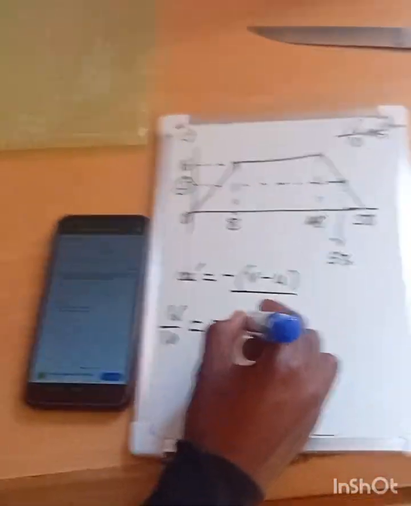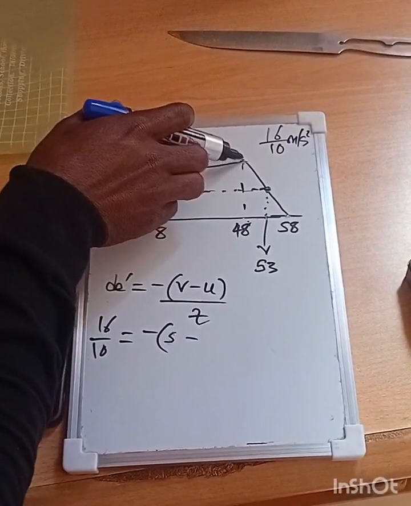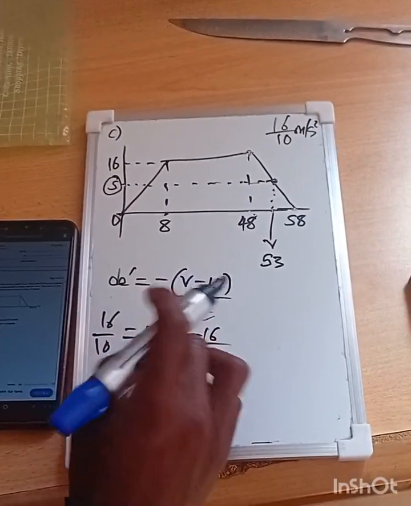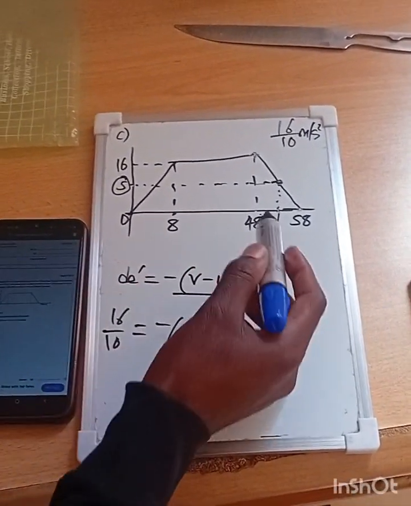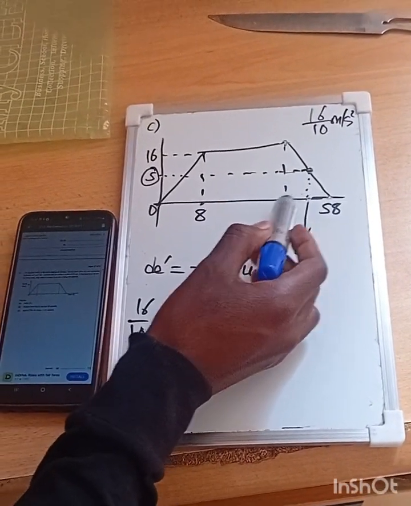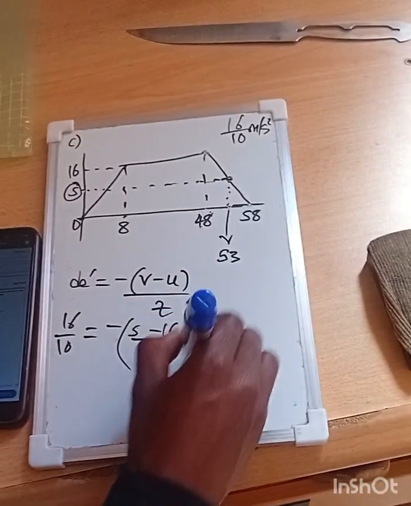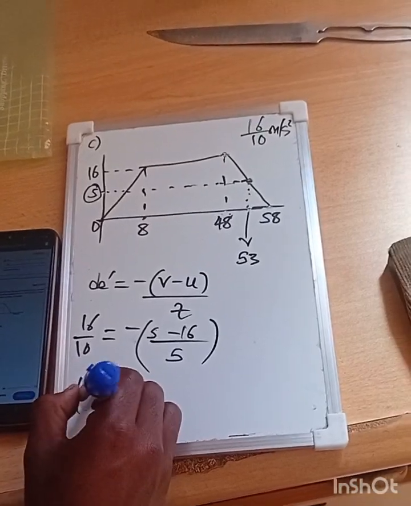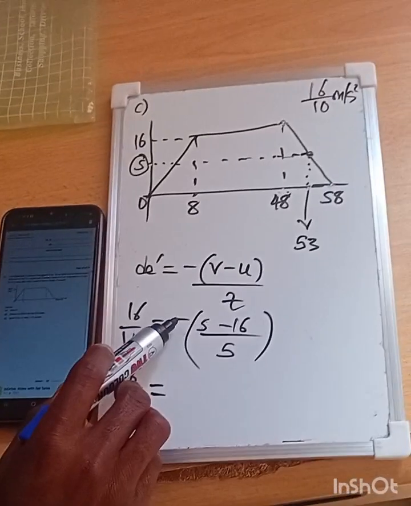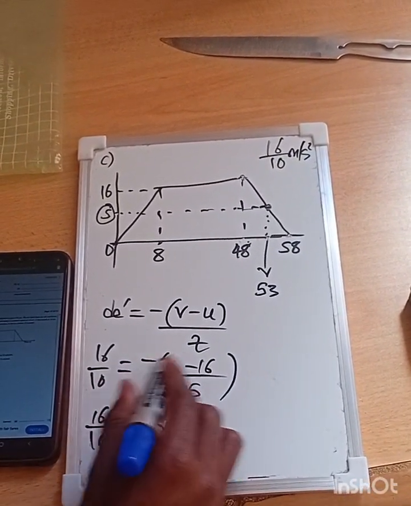So we can just write it as s for speed. You can use any letter. Then the initial is this point up, which is 16. Our t will be 53 minus 48, which is 5. So 16 over 10 equals negative (s minus 16) over 5. Negative times s gives negative s, and negative times negative is positive.